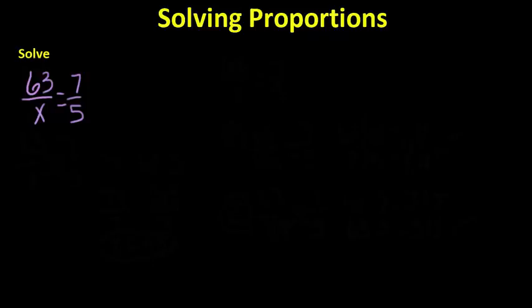We will learn how to solve proportions using cross multiplication. The first example is 63 over x is equal to 7 over 5. Cross multiplication is simply that, crossing and multiplying.